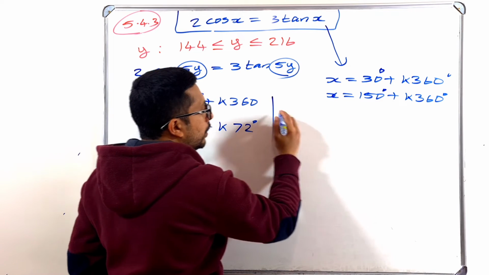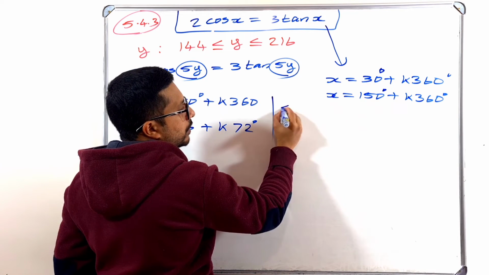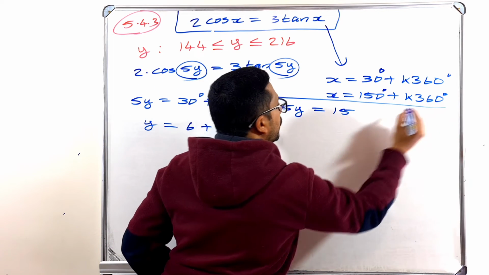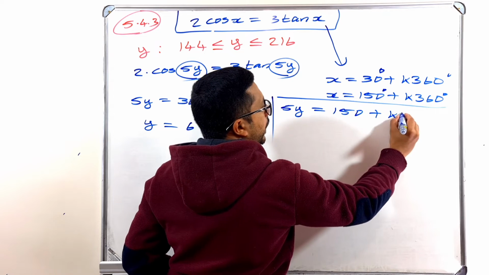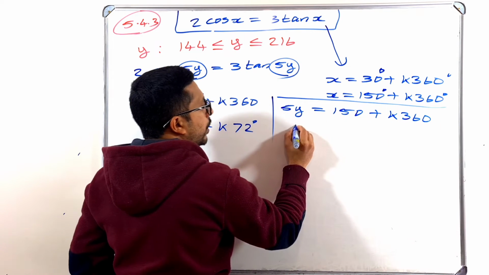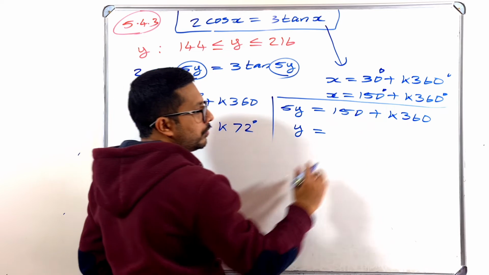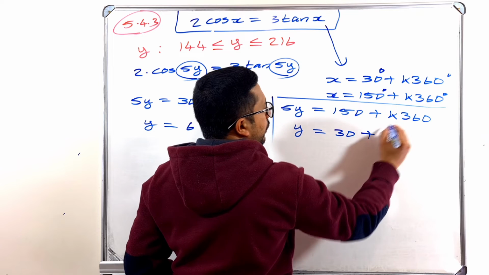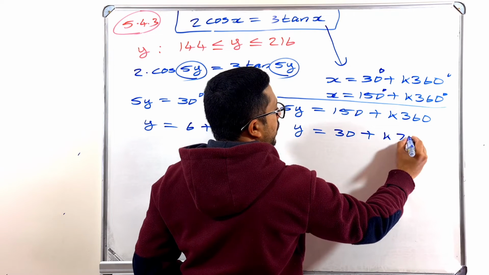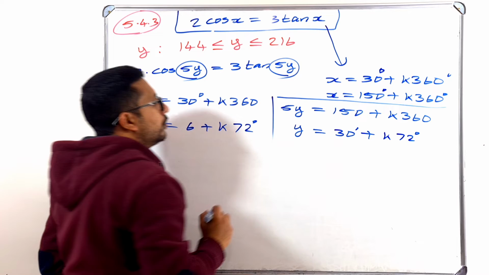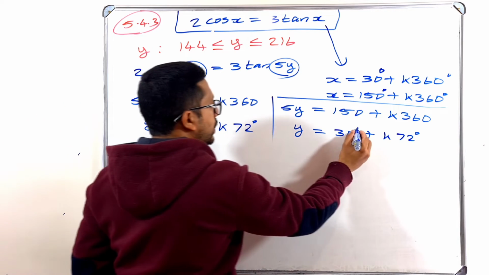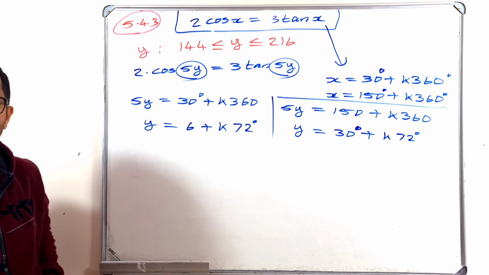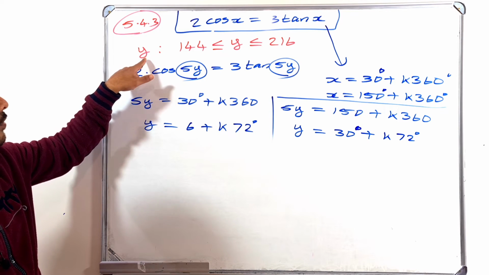So what is the next one? X is equal to, that means in our equation 5y is equal to 150 plus k times 360. So what is y from here? Divide throughout by 5. So y is equal to 30 plus k times 72. But here you have to find the specific answer, because what is the question?